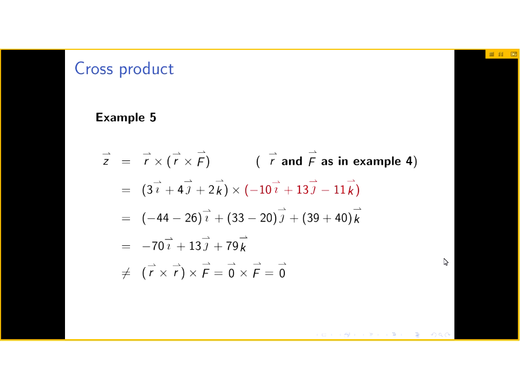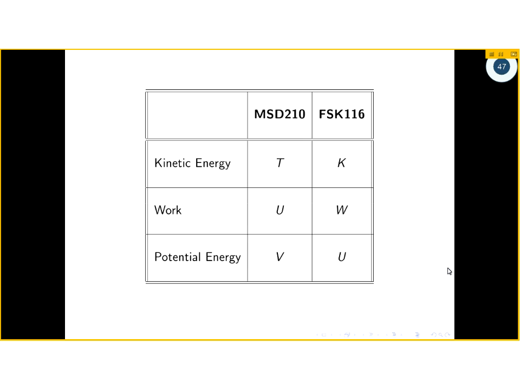I'd like to conclude this recording to just focus a little bit on the notation differences between the MSD 210 module and the FSK 116 module that you've done in your first year. I also realized that some of you did this physics module in the second semester, and then for that the module code was not FSK 116, but I'm not sure even what it was. So I hope that you'll understand this and bear with me.